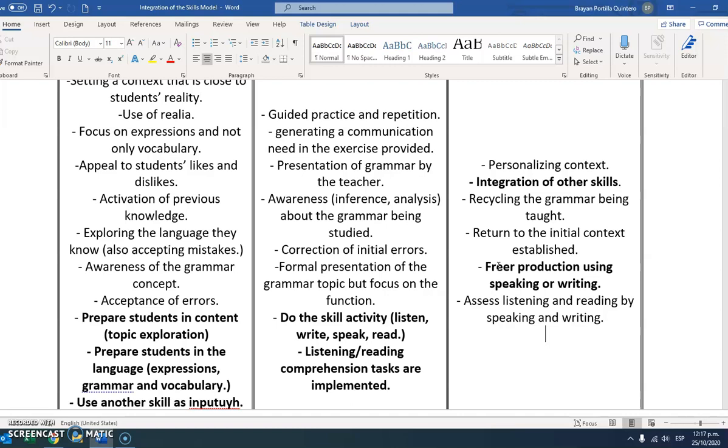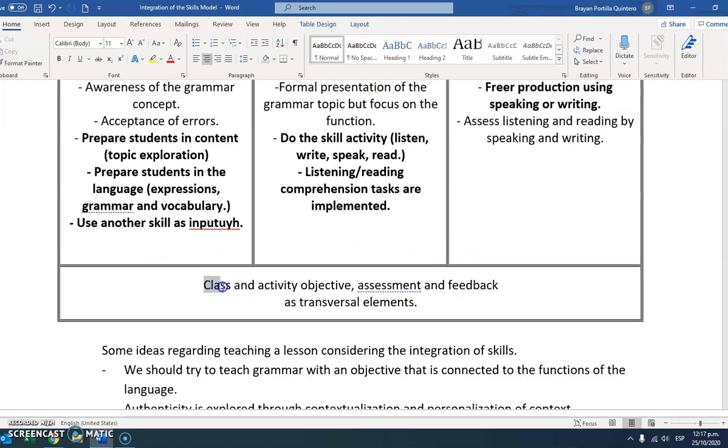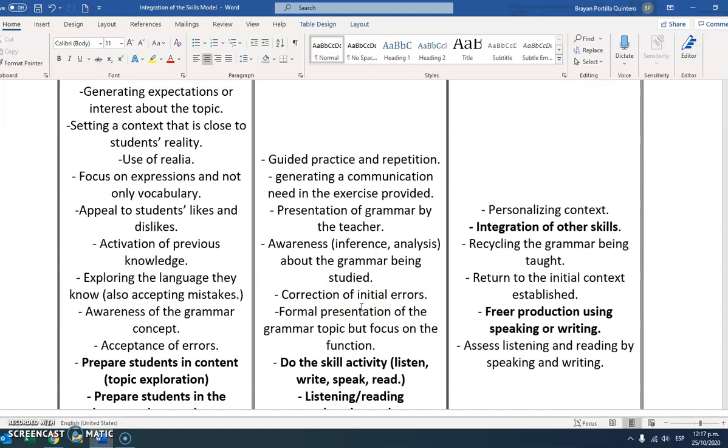This is the moment where you ask the students to complete the narration. This is the moment where you ask them to provide their own experience based on the listening topic that they already discussed. So you are always recycling grammar. And usually, as a good technique to keep on exploring this, you return to the initial context established. Then you assess the listening and the reading of the writing. Of course, all this has to be founded in a clear objective, and the teacher is constantly doing the assessment and feedback because they are transversal moments of the class.